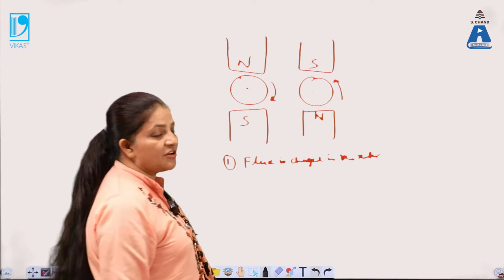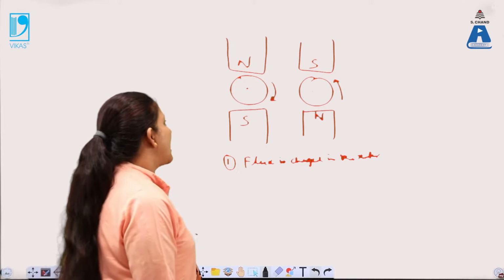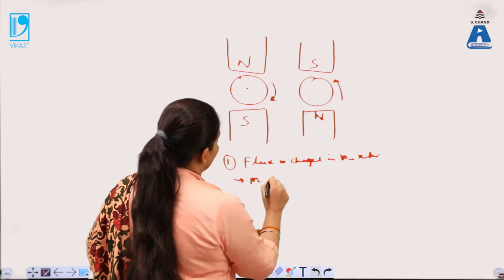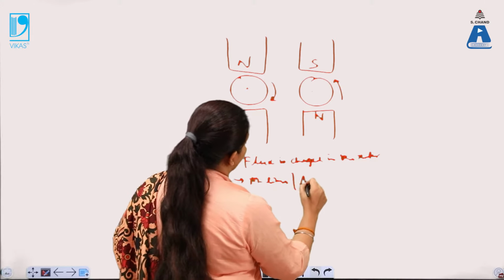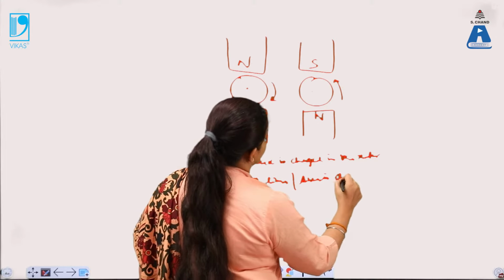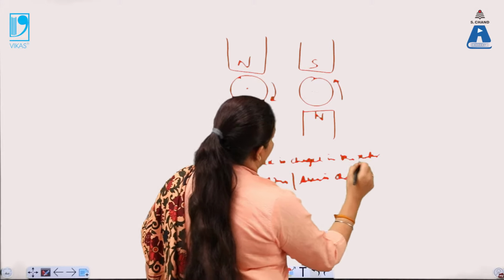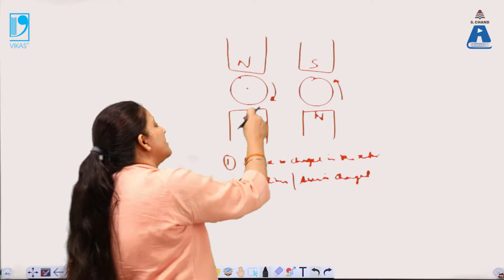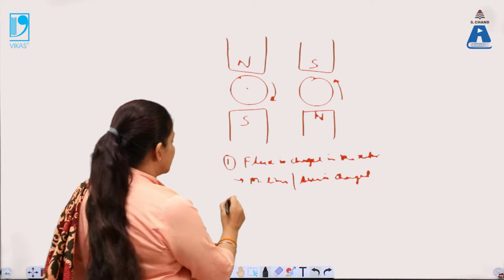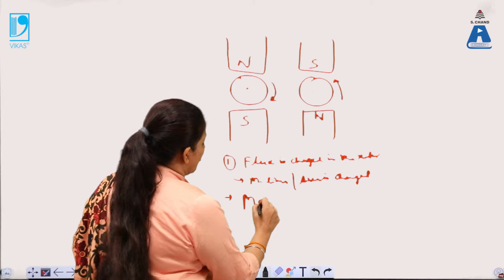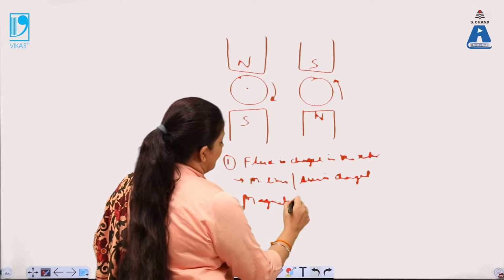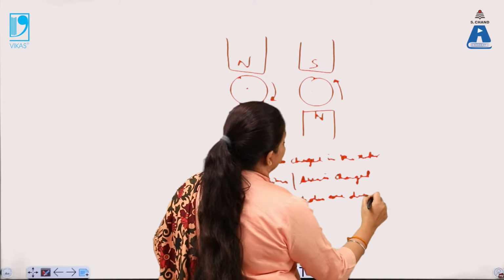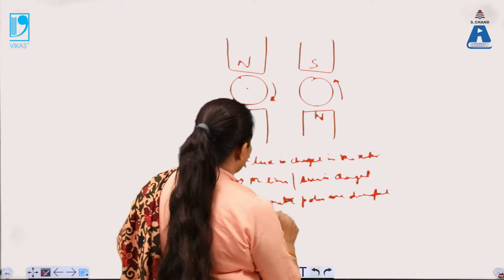So due to the change in flux in the rotor, the lines of force, flux meaning the magnetic lines of force per unit area, are changed. If the magnetic lines of force per unit area are changed, that means poles are developed in the rotor. So this implies magnetic poles are developed in the rotor.